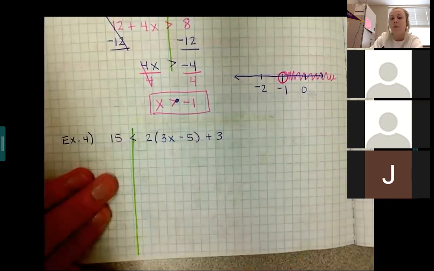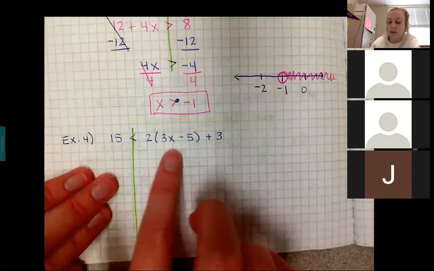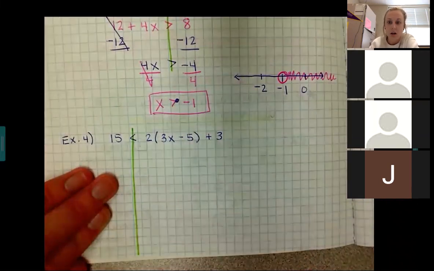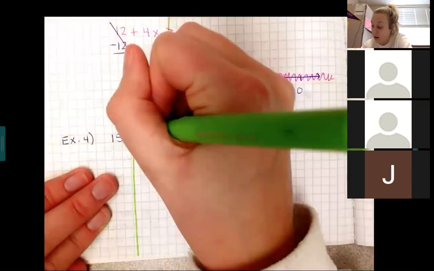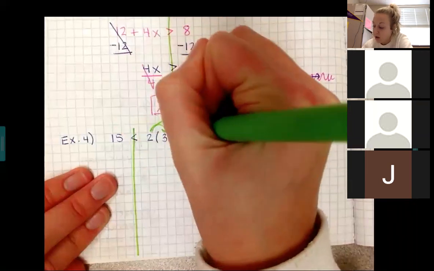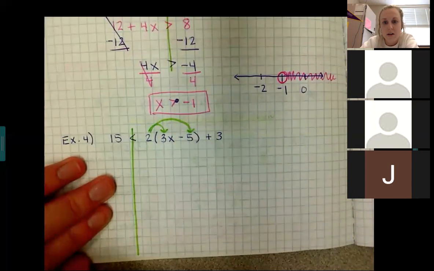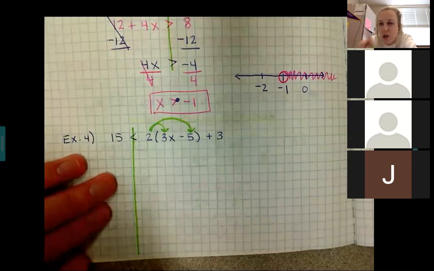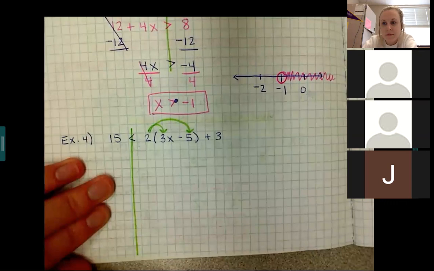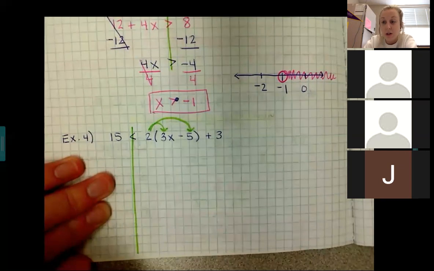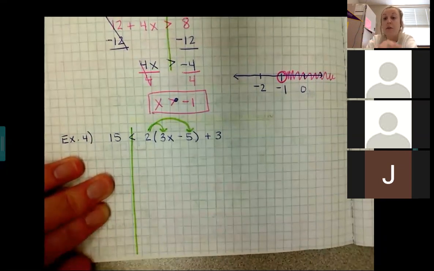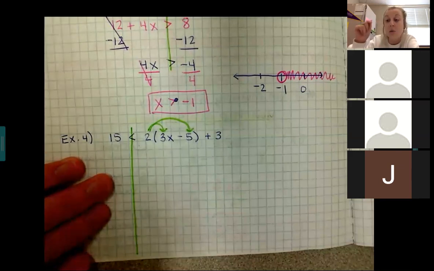Does anybody remember from middle school what we do to get rid of these parentheses right here? There's 2 times 3x and then 2 times 5. Good. She said you got to multiply both of them by 2. So I'm hoping if I draw it, y'all will remember the word for this. What's that called when you take the 2 into both of them? Starts with a D. Distribute. Good, Jasmine. If you take that 2 in and multiply it to both of them, that's called distributing, and then you can get rid of the parentheses.